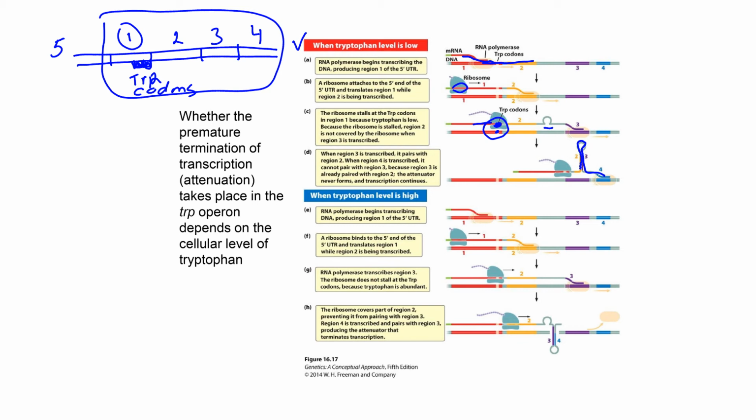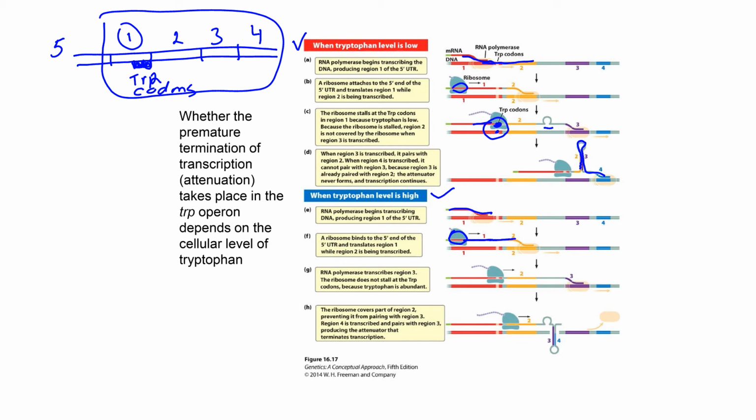However, when tryptophan levels are high, right here in the second part of this figure, the transcription starts followed by translation. Since tryptophan levels are high, there is a high level of tRNAs which are loaded with tryptophan. So when ribosomes arrive at region 1, it can easily proceed. So translation closely follows transcription, so it releases region 1 and 2.